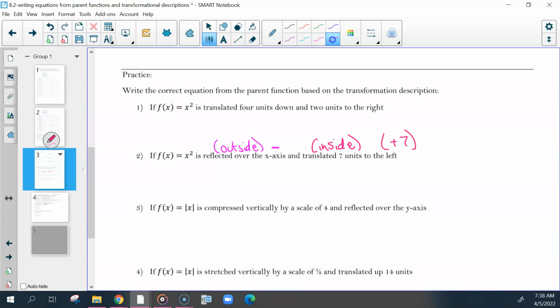Now that we know what these two things are going to be, we can write out this equation. Y equals, on the outside we need this negative. On the inside, because we have something inside, we need parentheses. And we're going to add 7. And then there needs to be a square on the outside of that. Do you have questions on that one?